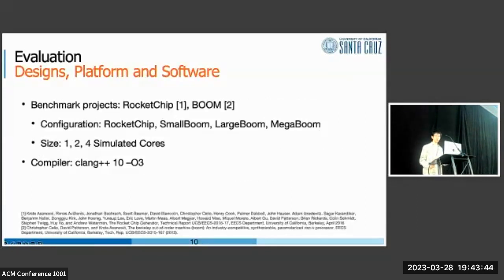We choose two open source parameterizable RISC-V processors as a benchmark. The first one is Rocket Chip, which is an in-order core, and the second is BOOM, which is an out-of-order core. We take 4 configurations with size increasing from the default Rocket Chip to small BOOM, large BOOM, and mega BOOM. And the number of simulated cores increases from 1 to 4. We're using Clang version 10 with O3 as our compiler.